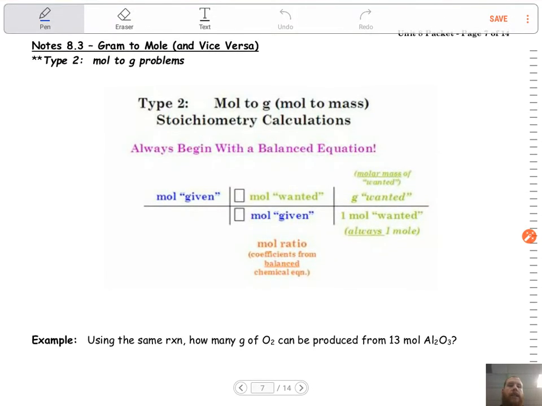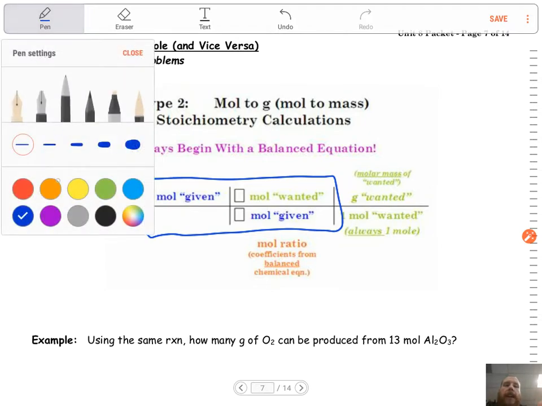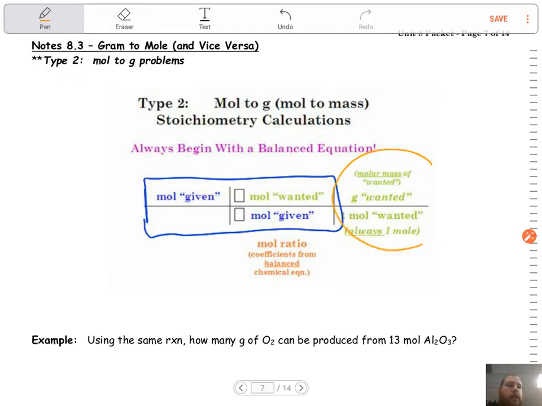So now when we take a look here at our T-chart, our roadmap that we're going to use, we know that this is what we had before in the last video, 8.2, where it was just mole to mole. Now we've added one extra piece over here where we're going to take it one step further. We're not just going to end with moles of a new substance. We're going to go and finish to grams, which this last step right here is a review.